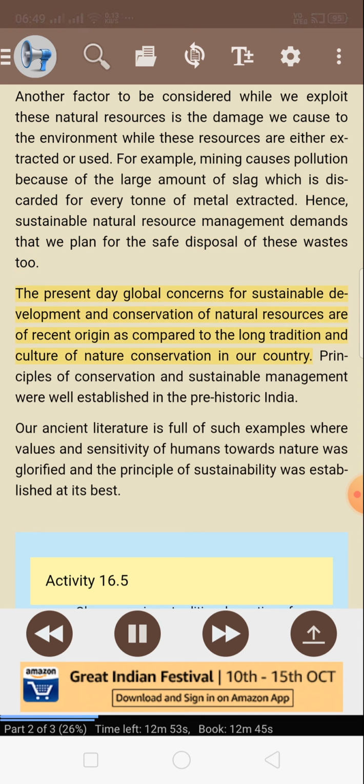The present-day global concerns for sustainable development and conservation of natural resources are of recent origin as compared to the long tradition and culture of nature conservation in our country. Principles of conservation and sustainable management were well established in prehistoric India. Our ancient literature is full of such examples where values and sensitivity of humans towards nature was glorified and the principle of sustainability was established at its best.